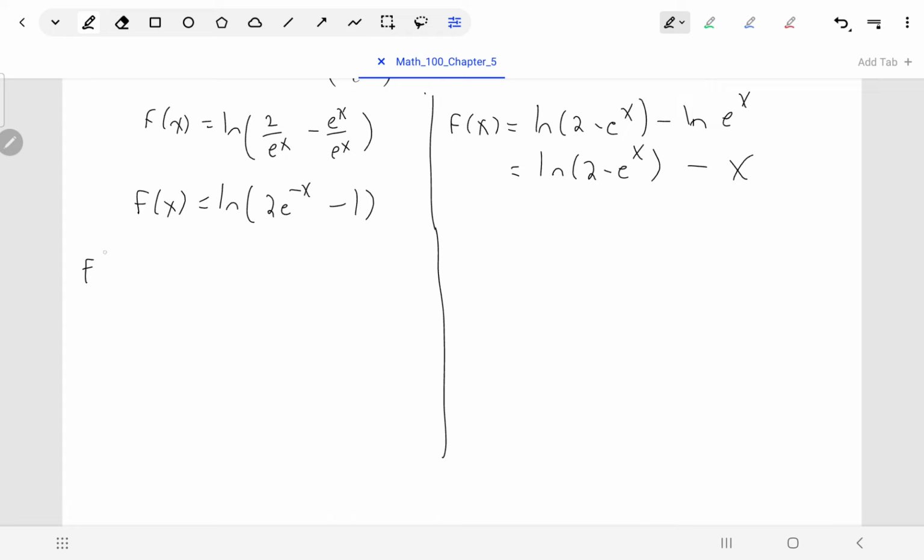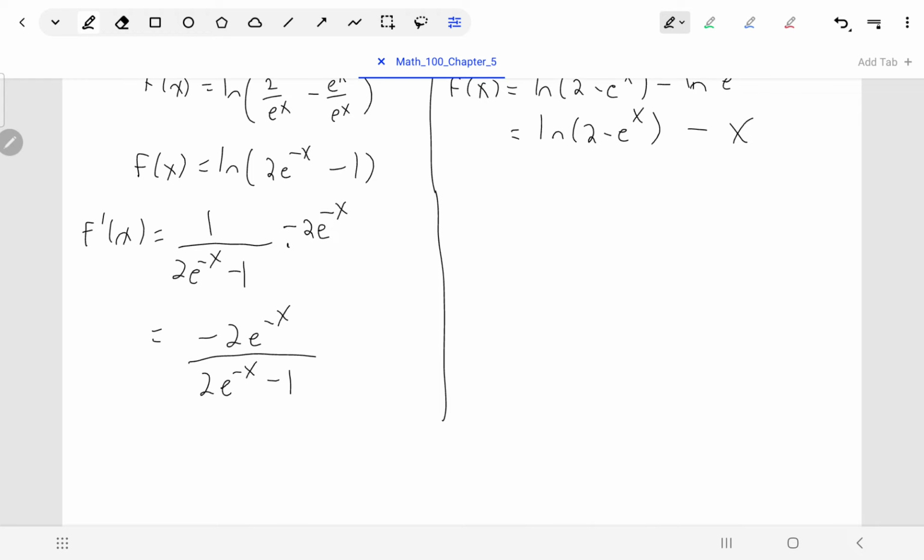For the first function, if we wanted to find the derivative, if I had simplified it into this form, I would have natural log of all this stuff. So derivative would be 1 over all of that stuff. And then multiplied by the derivative of the inside. The derivative of 2e to the minus x would be, that constant multiple will stick around, and derivative of e will be itself, multiplied by derivative of the exponent, and derivative of minus x is negative 1. And derivative of the minus 1 would just be 0. So I would wind up with minus 2e to the minus x over 2e to the minus x minus 1.